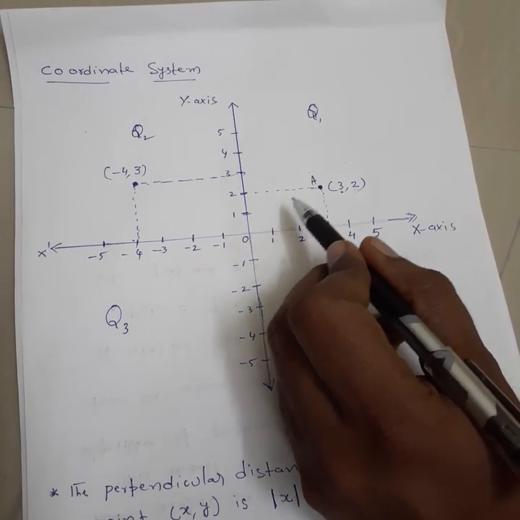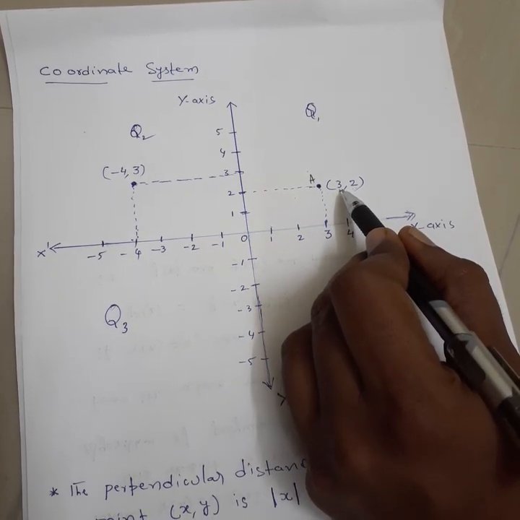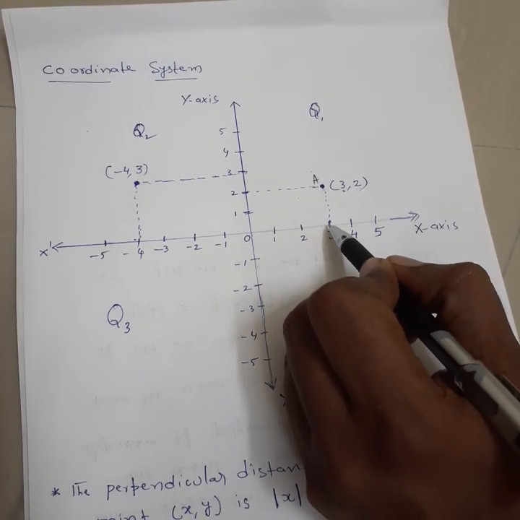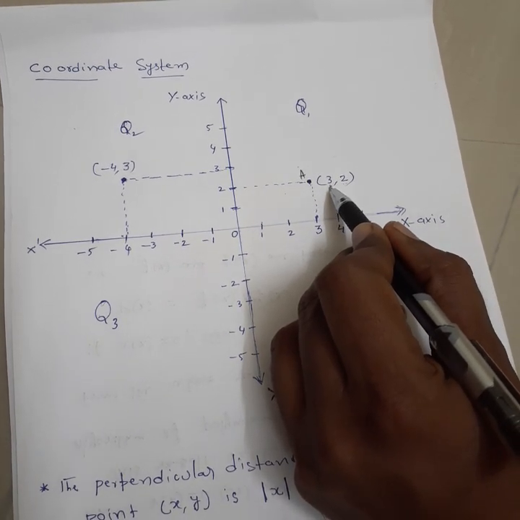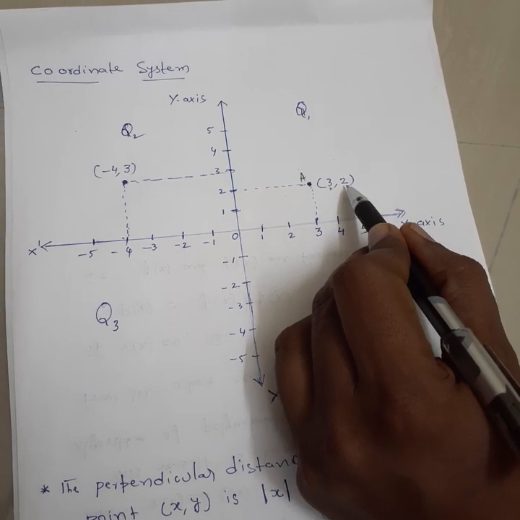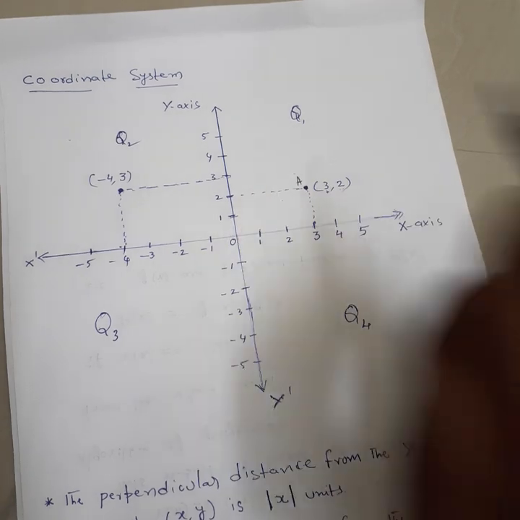Now, the distance from the y-axis to the point is called the x-coordinate. The distance from the x-axis to this point is called the y-coordinate. So here the x-coordinate is 3 and the y-coordinate is 2. Like that, we can locate a point in a coordinate plane.